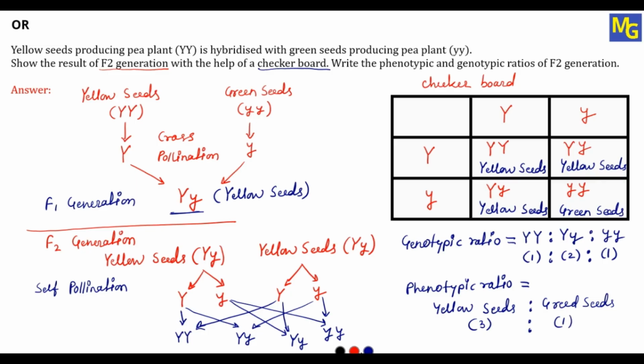I hope you understood. So here the genotypic ratio is 1 is to 2 is to 1, and the phenotypic ratio is 3 is to 1. These are the two ratios, so according to the question, our answer is completed. For the F2 generation, these are the genotypic ratio and phenotypic ratio. Now we'll move to the next question.